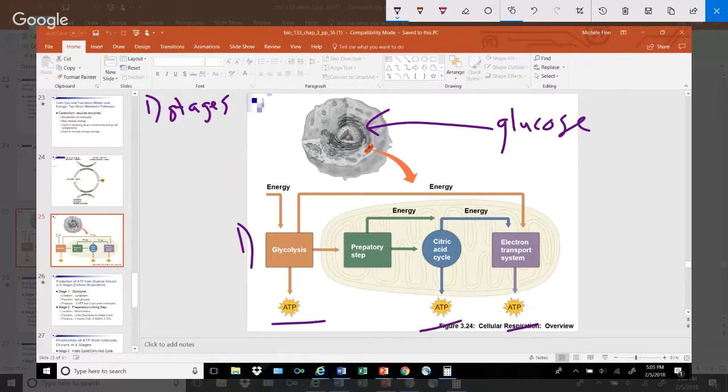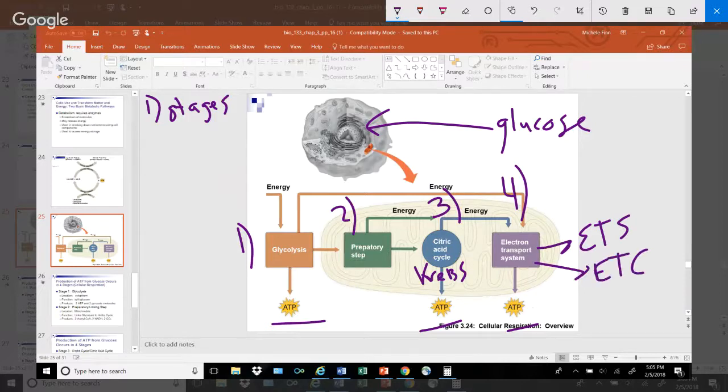The first stage is called glycolysis. The second stage is called the preparatory step or linking step. The third stage is called the citric acid cycle. It's also called the Krebs cycle. And the fourth stage is called the electron transport chain, or ETS, which is abbreviated electron transport system, or electron transport chain. All right, so you should know the stage names.